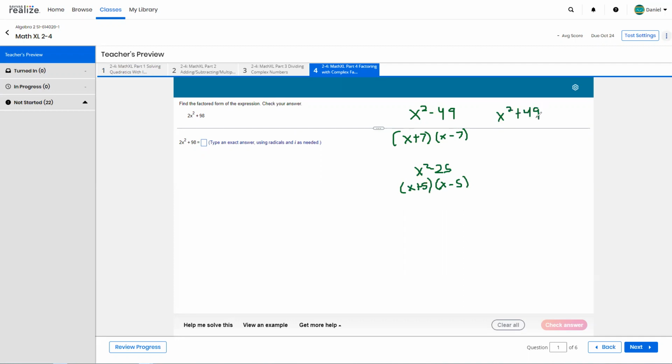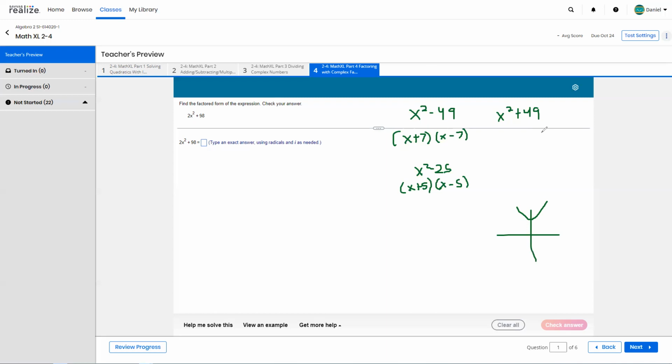The problem is if you have x squared plus 49. This is not the difference of 2 squares, because difference means subtract. This is the sum of 2 squares. If we were to graph x squared plus 49, we transform it, it's going to look like this. So there are no x-intercepts, and there are no real number factors for x squared plus 49. But we're going to use imaginary numbers to come up with complex factors.